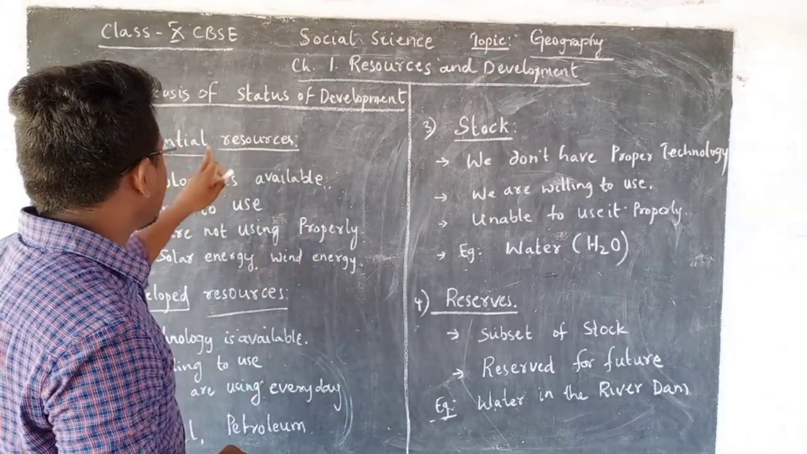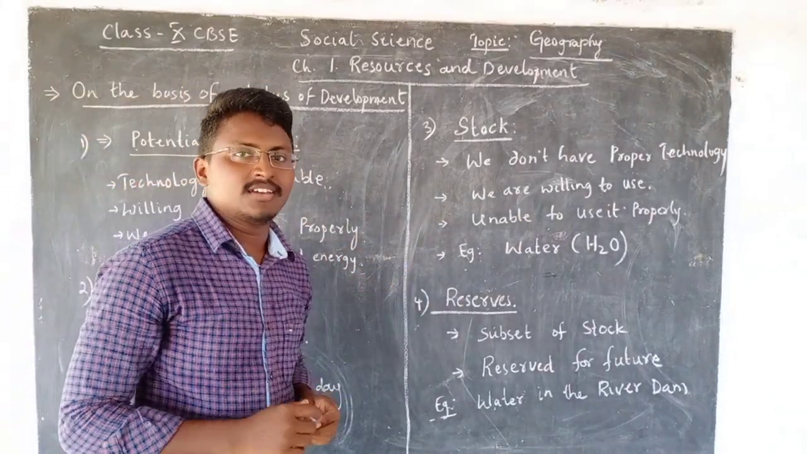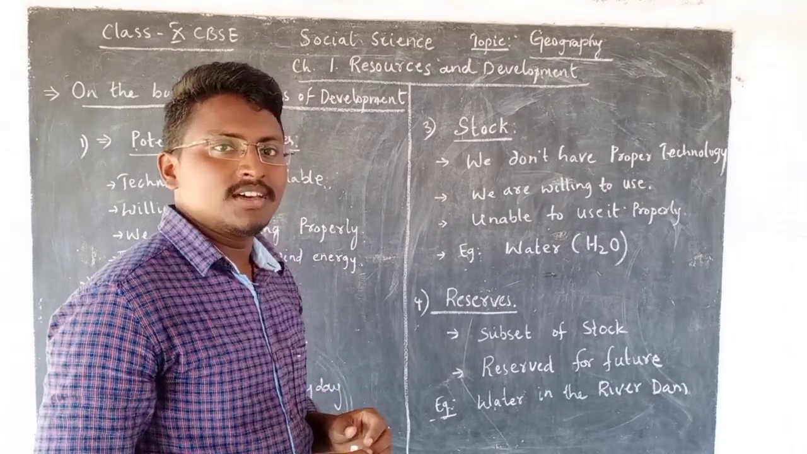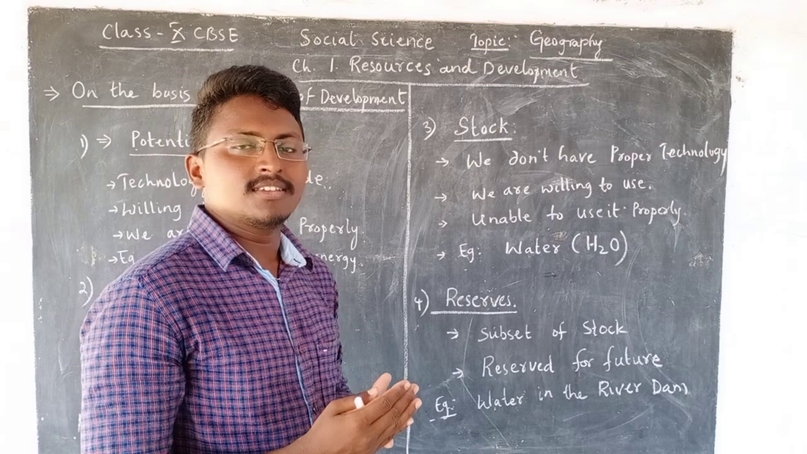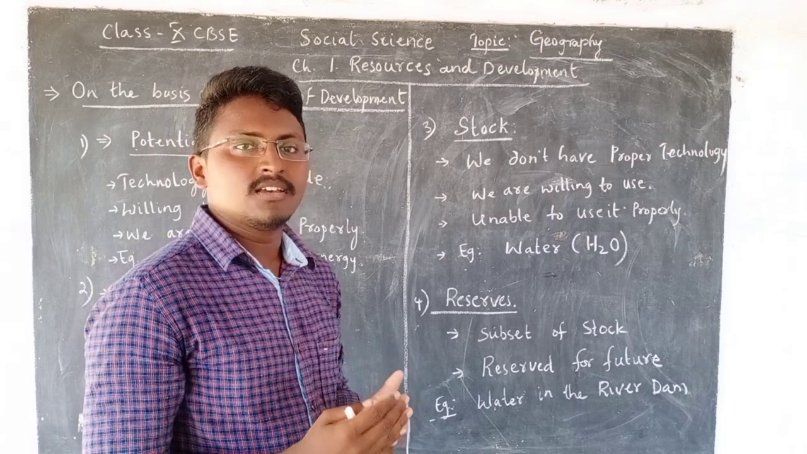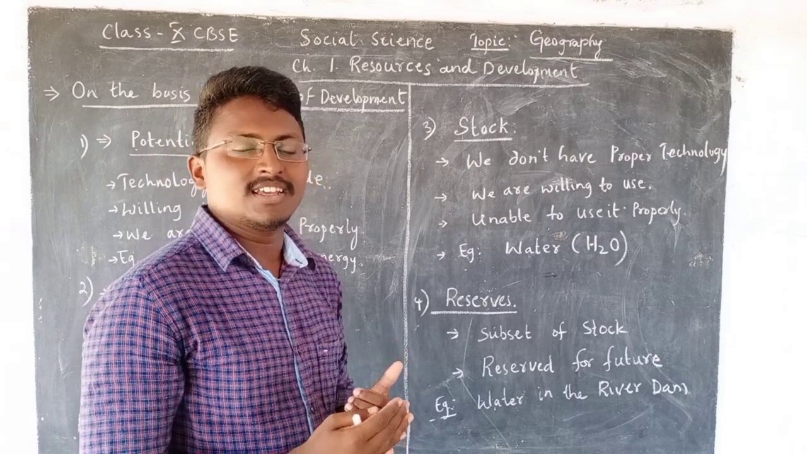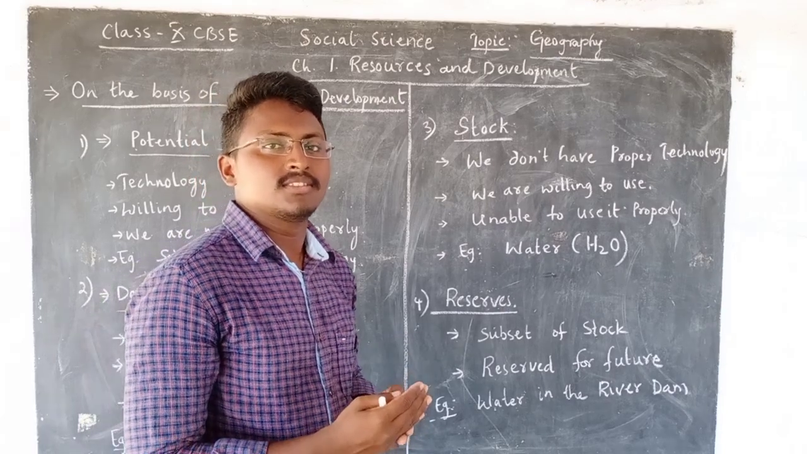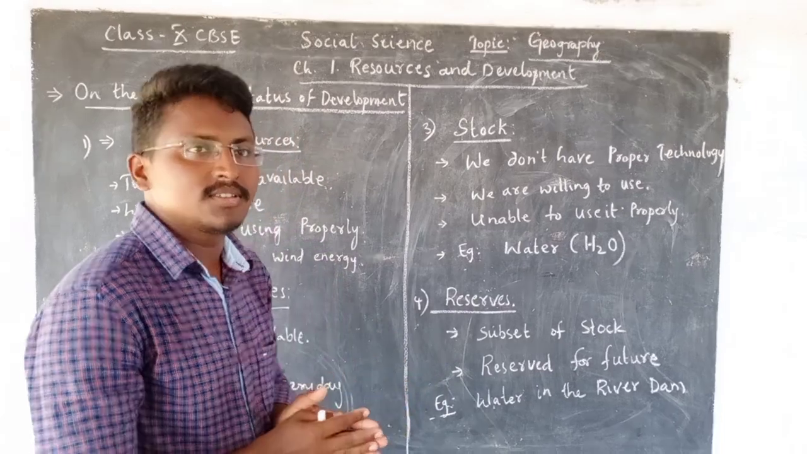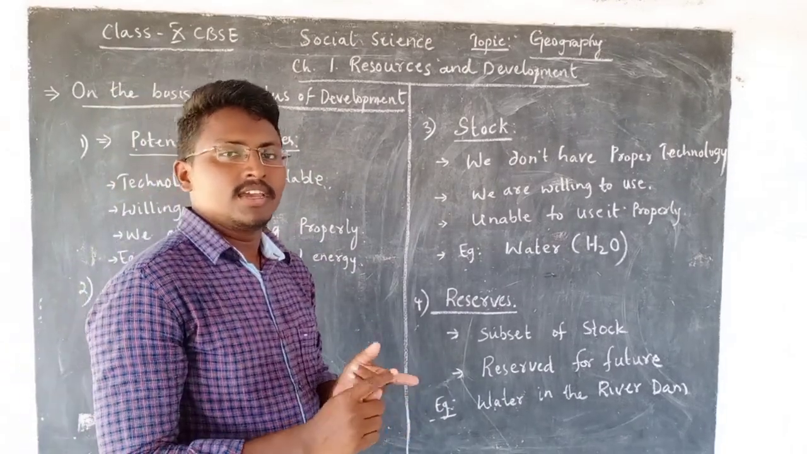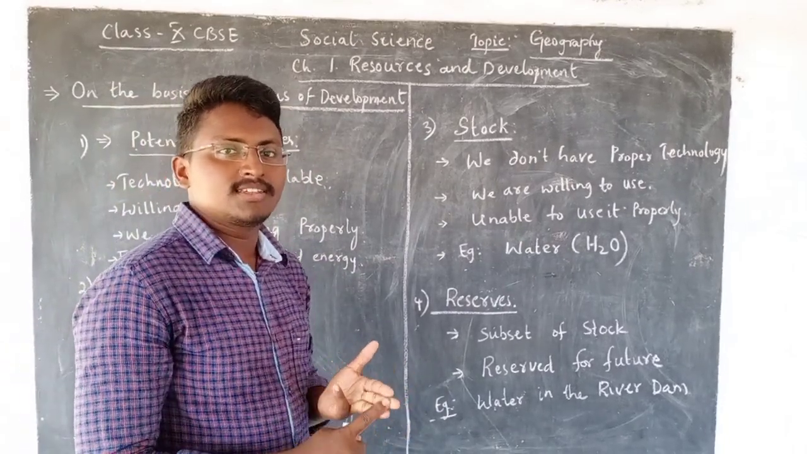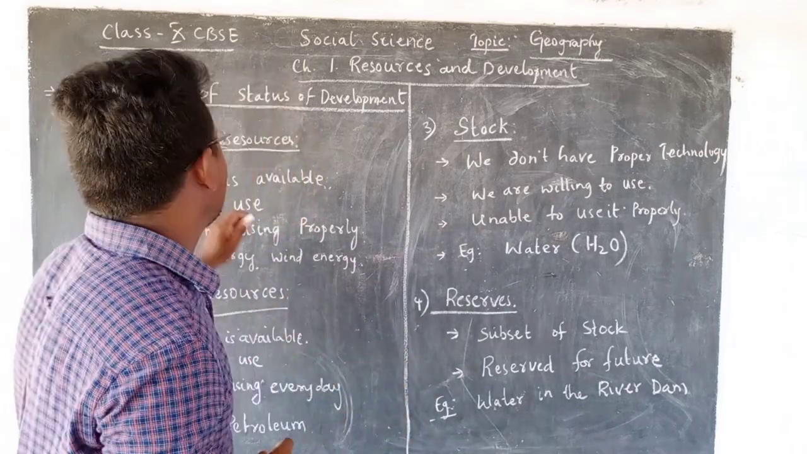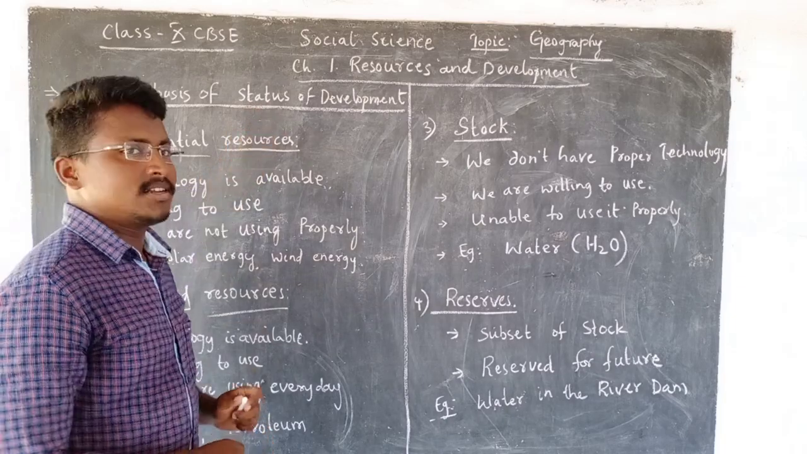So, before we discuss these resources, let me revise what we have discussed in the last lecture. We discussed resources based on the origin, that is biotic and abiotic resources; on the basis of exhaustibility, that is renewable resources as well as non-renewable resources. Then we also saw resources based on the ownership: individual, community, national as well as international resources. Now we will continue with resources which are based on the status of development.